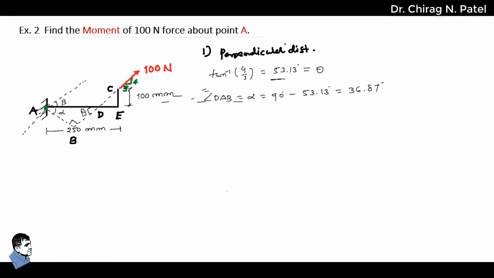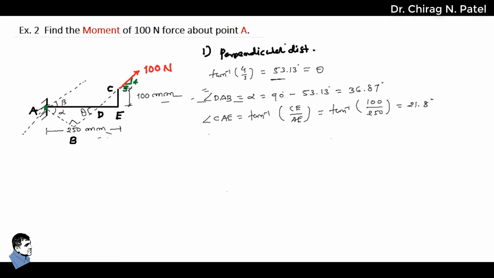Similarly, from triangle AEC, we find another angle that we call beta. Here that angle, CAE, is equal to tan inverse of CE divided by AE. Putting in the values of CE and AE, we write tan inverse, where CE is 100 and AE is 250. If you calculate, the answer would be 21.8 degrees.